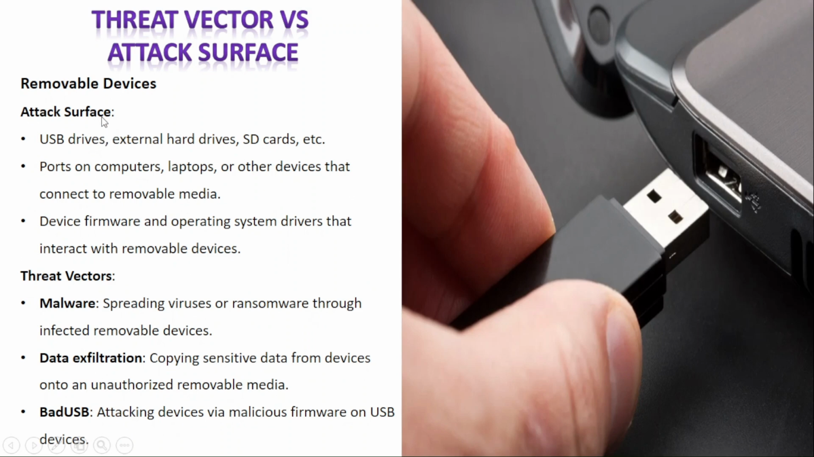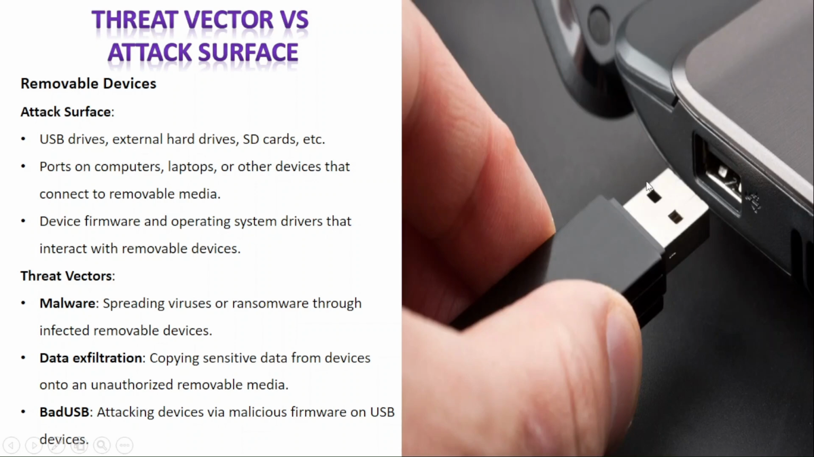Removable devices. The attack surface of removable devices of course includes the USB drive, the external hard drive, and the SD cards. These are basically used for transferring data from one computer or laptop to another. Ports on computers, laptops, and other devices that are connected to removable devices, such as USB ports, are also attack surfaces and can be exploited. Device firmware and operating system drivers that interact with removable drives. So when you connect the USB to your laptop, the laptop firmware, operating system, and their drivers of course interact with this USB.